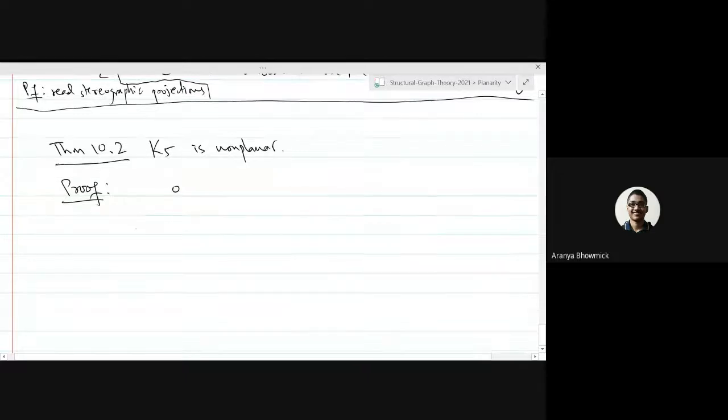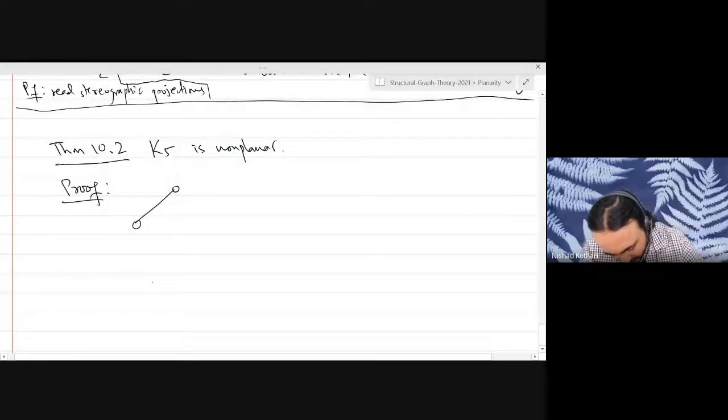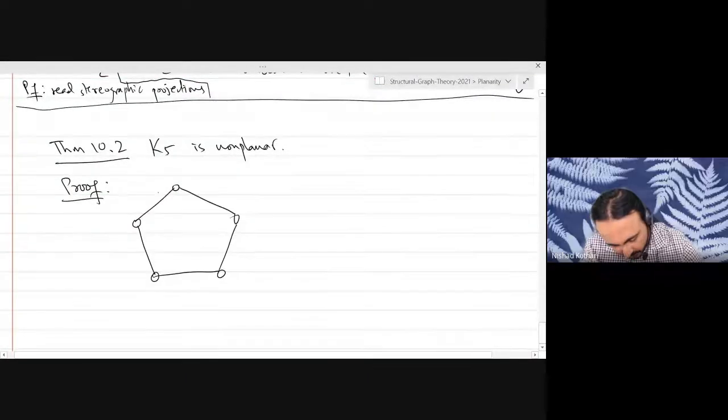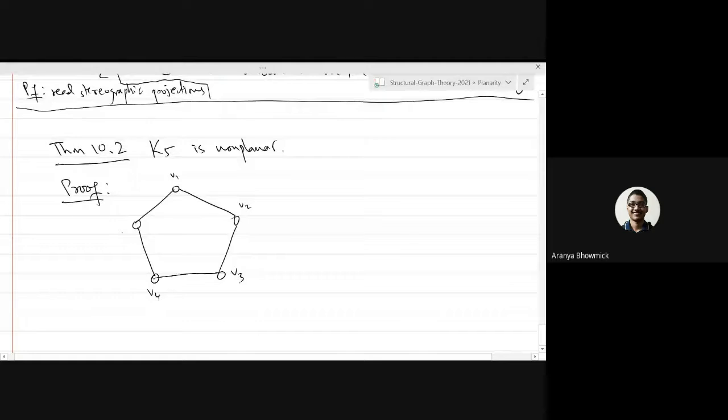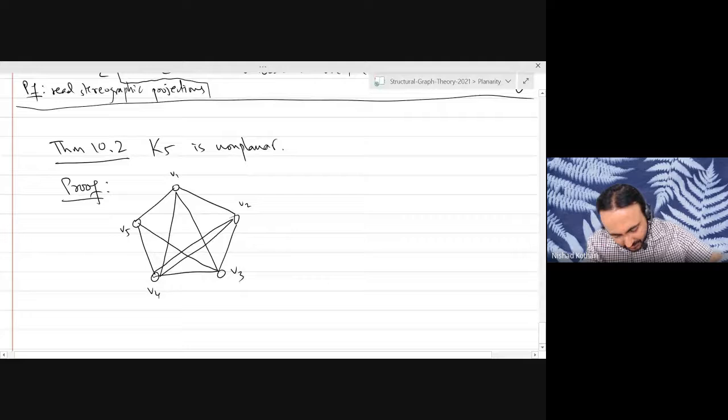So, sir, we will use the Jordan Curve Theorem in this proof that K5 is not planar, right? Yes. And will we do the proof of this theorem using Euler's formula later? Yes, we will do it. That's right.